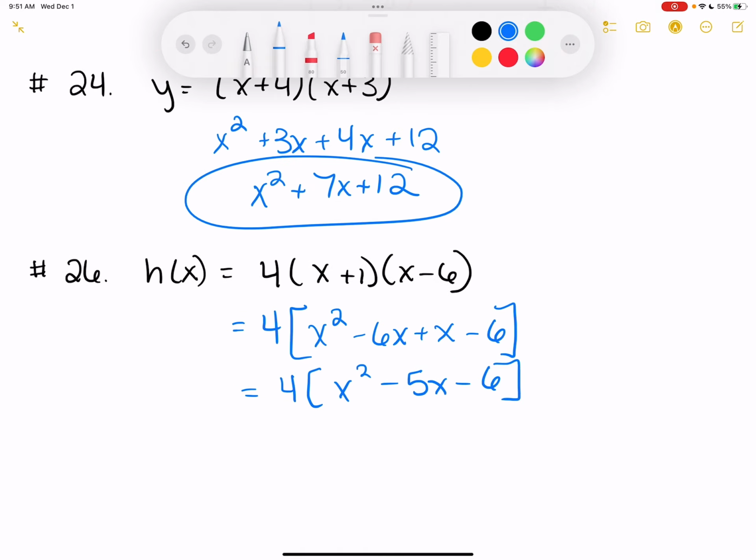Alright, then we multiply it also, 4x squared minus 20x squared minus 24.